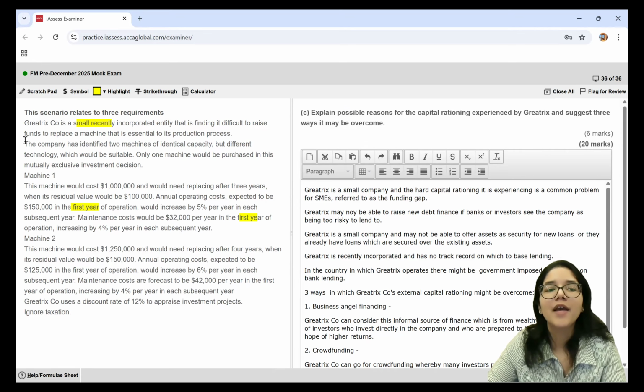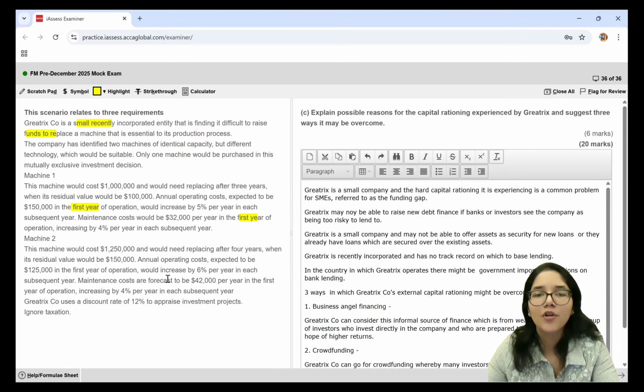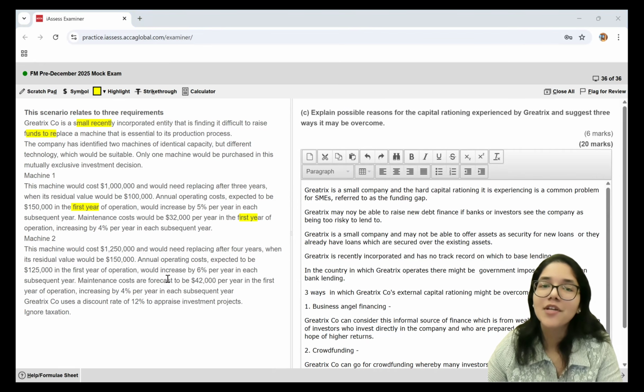Okay, so basically we are finding it difficult to raise the funds. That means from the outside I'm not able to get more money. That means out of the 2 types of capital rationing which you would have studied, hard and soft capital rationing, I get to know that because this is external, this is hard capital rationing that I am facing.